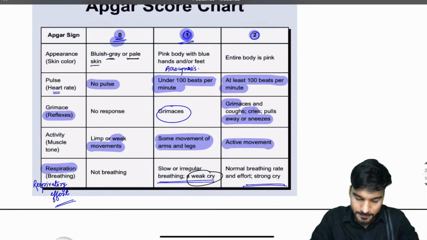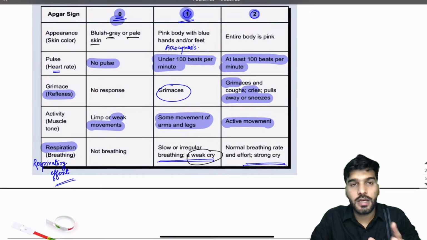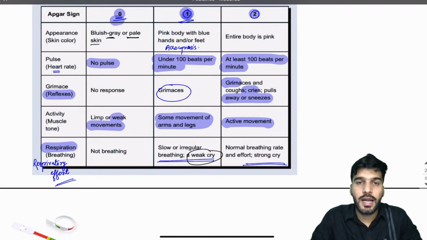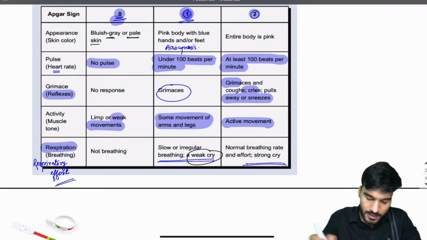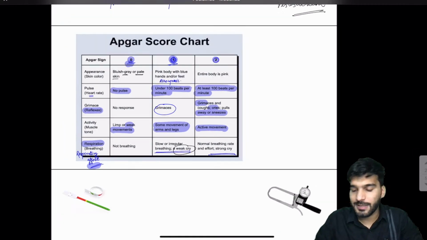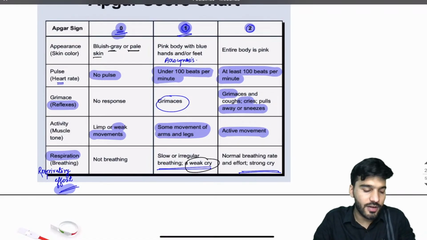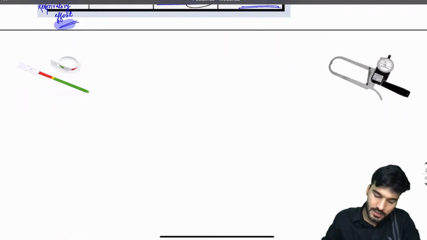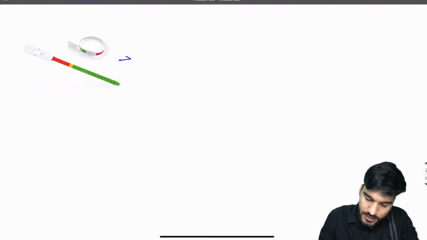Okay, followed by that, the activity, muscle tone. If there is a weak movement, 0; some flexion, some movement is 1; and active movement is going to be 2. Remember, it's the respiratory effort, not the respiratory rate. Clear? Now this image is going to be the Shakir's tape.